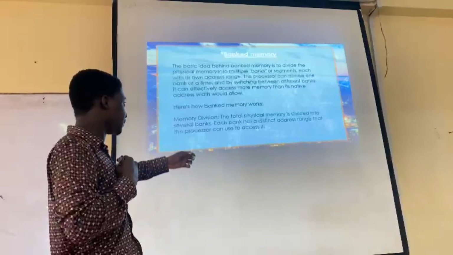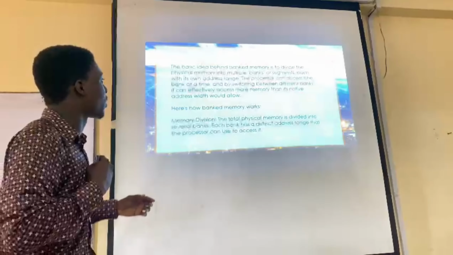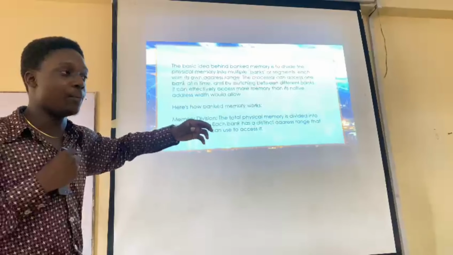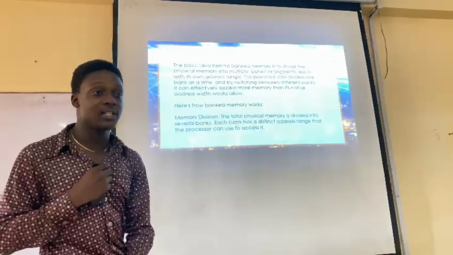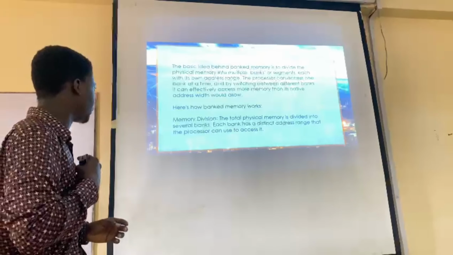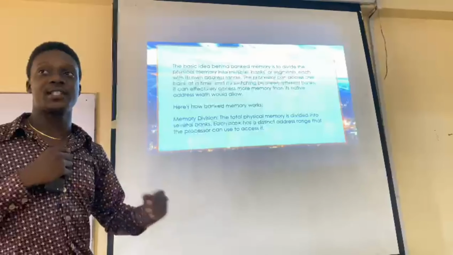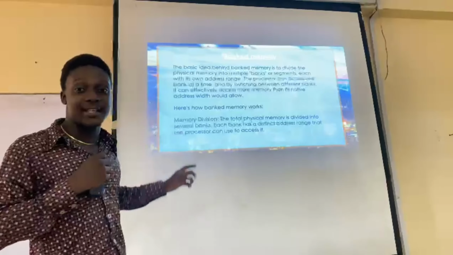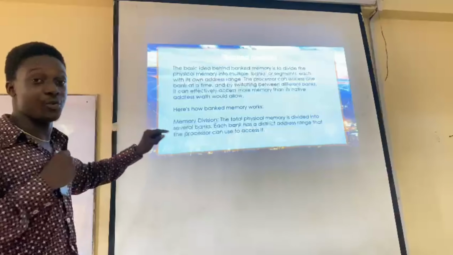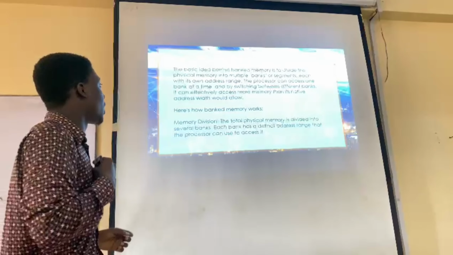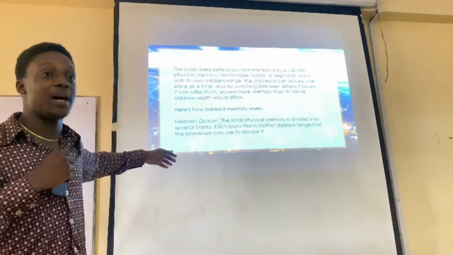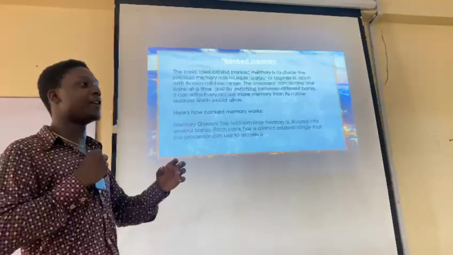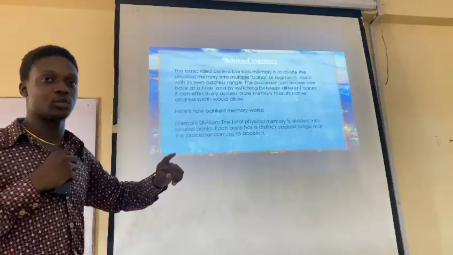This is telling us that with the idea of bank memory, the memory location is divided into different groups or multiple memory locations. These memory locations are also known as banks or segments. And each bank or segment comes with its own address range. This allows the processor to access one address range at a time, which is one bank at a time. And by switching between different banks, the processor can effectively access more memory than having one whole memory space would allow it to.